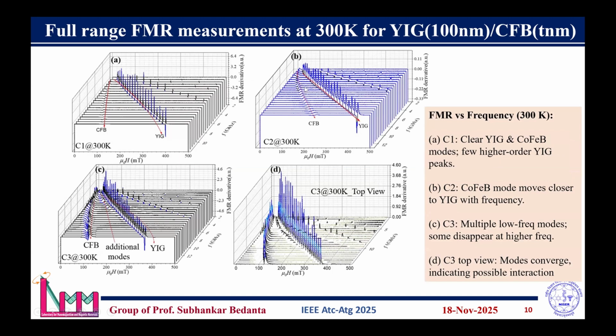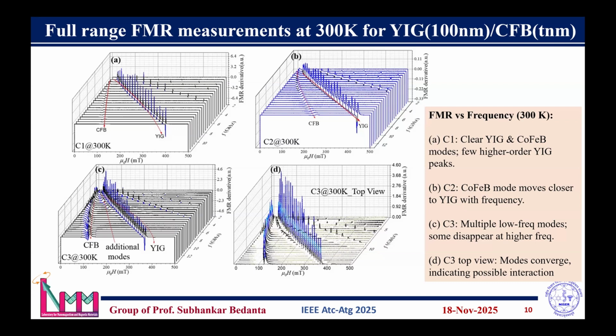The mode goes much closer to the YIG modes, making sure that there is some kind of interfacial coupling, but it varies with thickness. With further increase in the thickness, you can see some additional modes coming up. With the top view, I can show you over here. These modes, we think, could be perpendicular spin wave modes of the CFB samples, which come closer to the YIG modes and then partly disappear, giving some conclusive evidence in this region of the spectra, frequency and field, for these room temperature measurements.